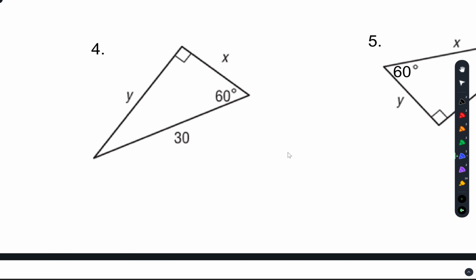What about number 4? What do we think? I'm starting with the hypotenuse. What part do I need to get first here? Caitlin? Yeah, how are we going to get x? Perfect, 15. With that 15, now I need the y, which is the long leg. So I'm going to multiply that by radical 3. What did I just say? 15 radical 3.